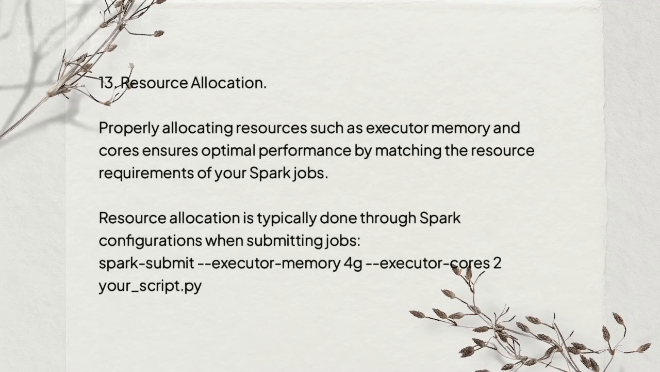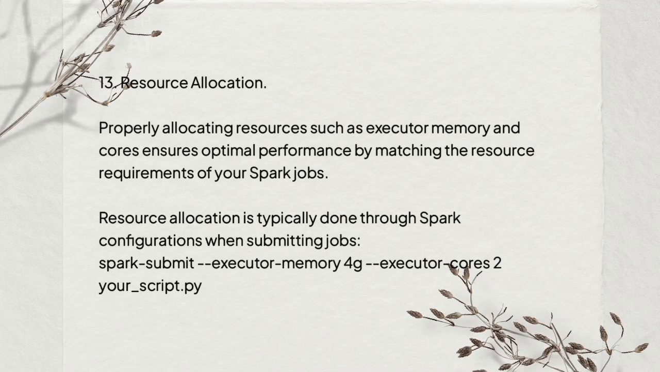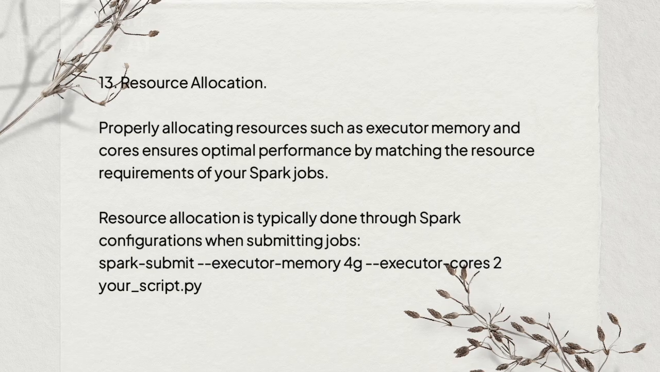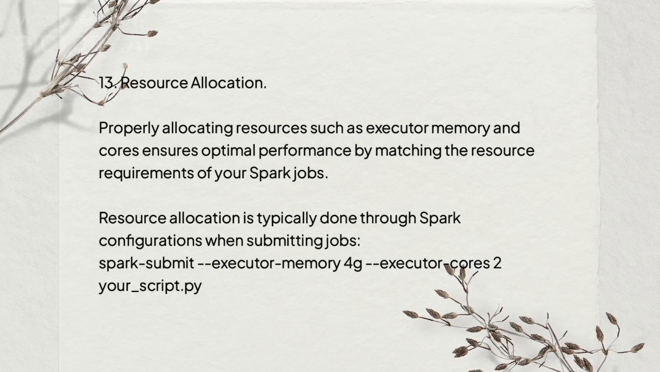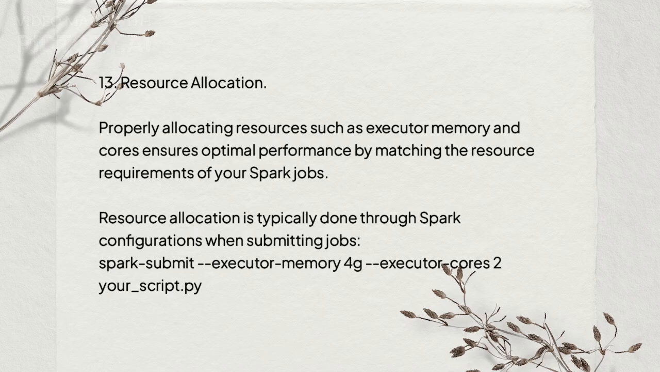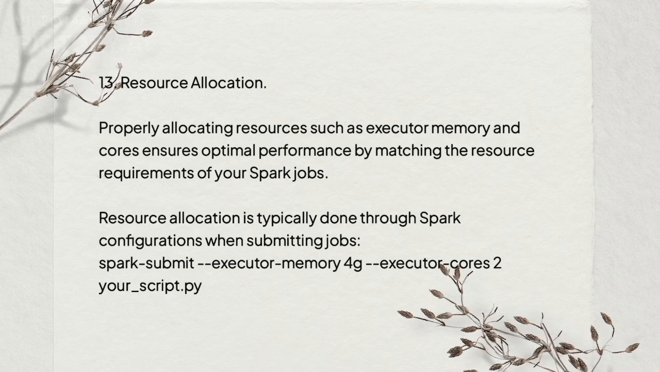13. Resource allocation. Properly allocating resources such as executor memory and cores ensures optimal performance by matching the resource requirements of your Spark jobs. Resource allocation is typically done through Spark configurations when submitting jobs. spark-submit --executor-memory 4g --executor-cores 2 your_script.py.